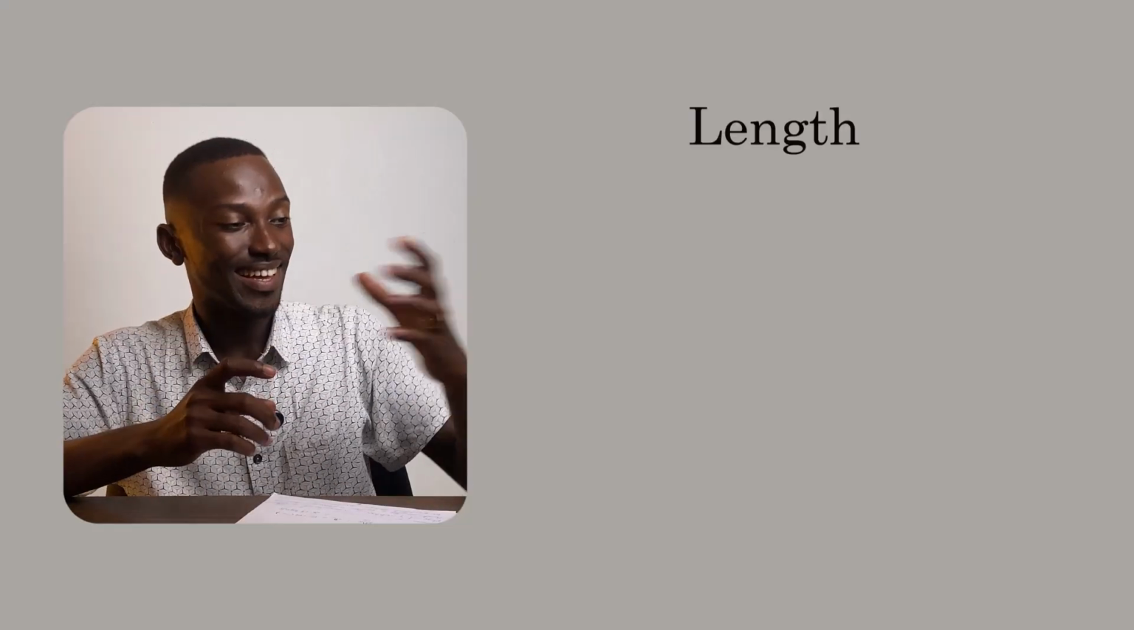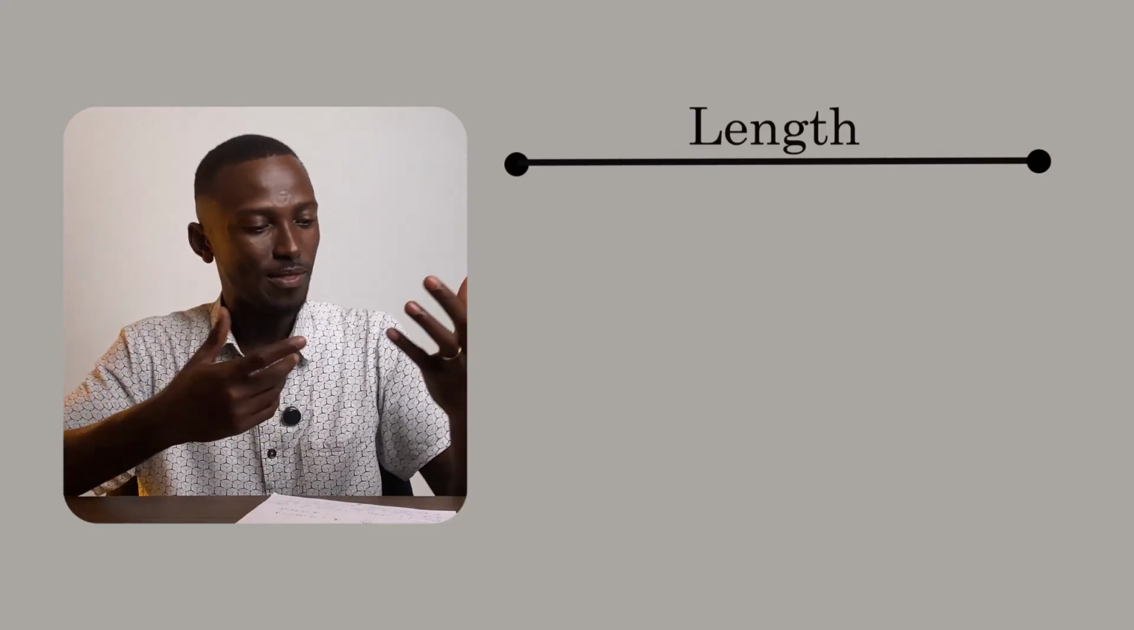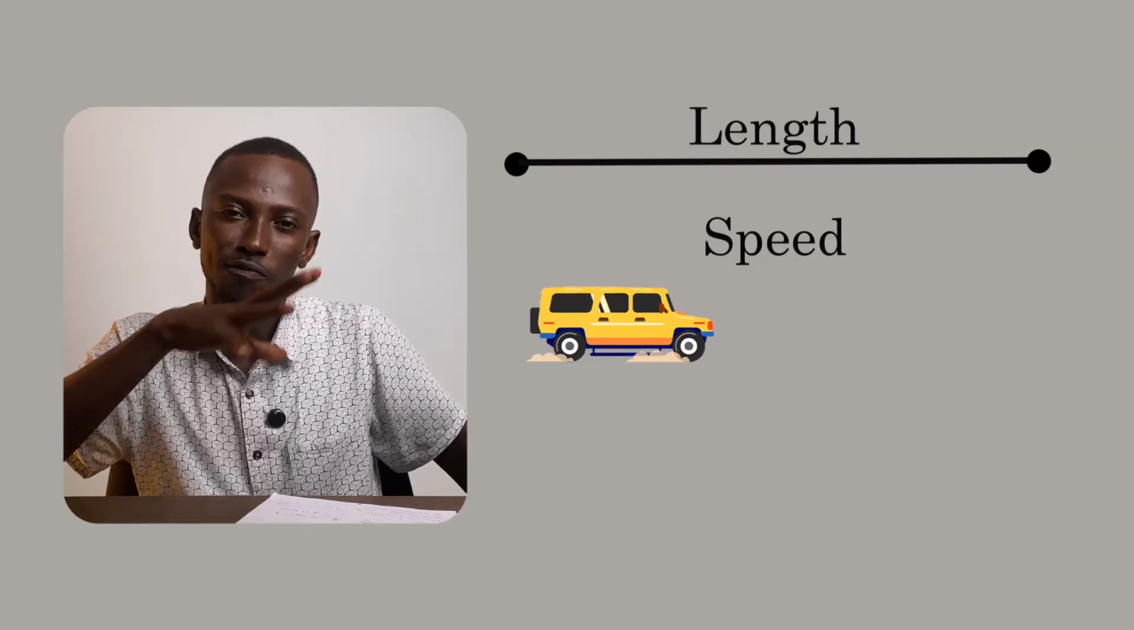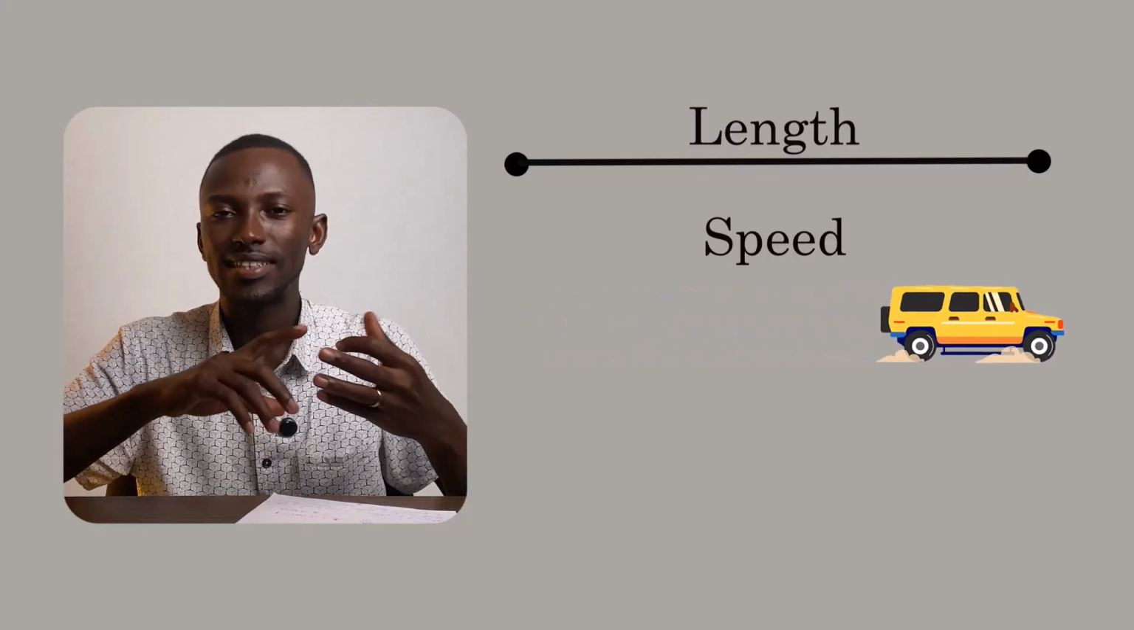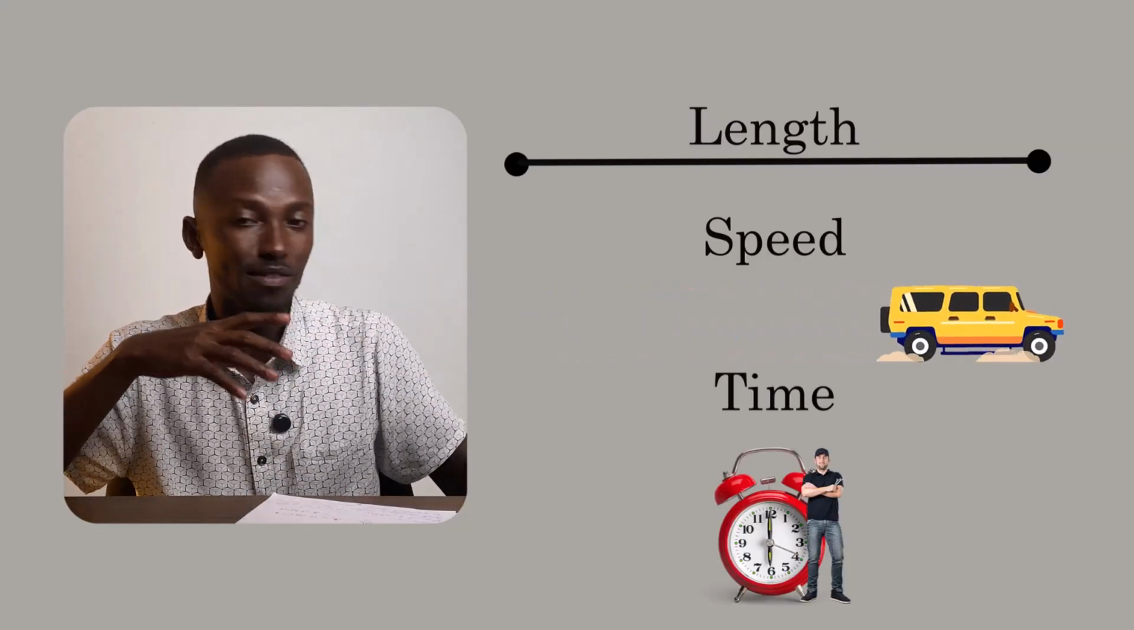What do these things have in common? Length, yeah, the distance between 2 points. Speed, how fast something is moving. Time, the interval between two events. Well, all of these things I just mentioned, length, time, distance, they are all known as physical quantities.